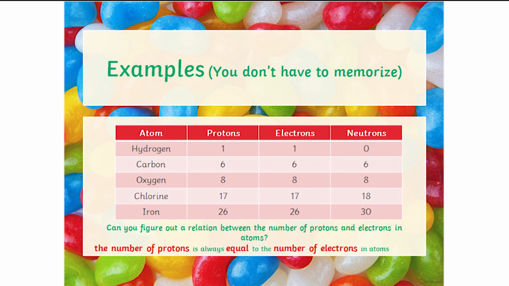Is the number of neutrons always equal to the number of protons? If we take chlorine as an example, the nucleus of chlorine contains 17 protons and 18 neutrons. Similarly, in the nucleus of iron, there are 26 protons and 30 neutrons. So, the number of protons isn't always equal to the number of neutrons.